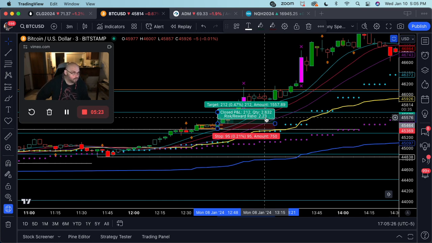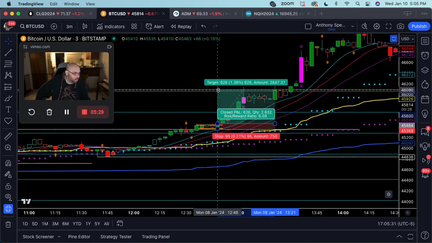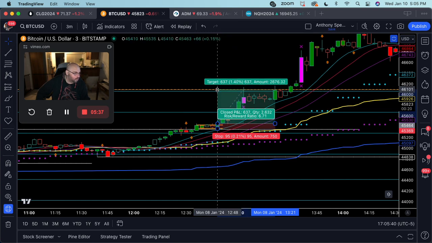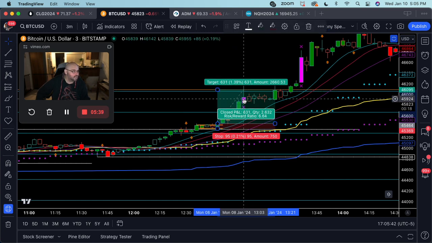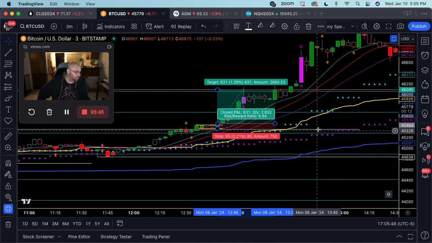I'm trying to help you understand price action. Take profit. Move your stop to break even. You approach now the next daily pivot at 602 ticks, a 6.34 to 1 risk reward. Take more profit. You approach the weekly pivot slightly above, 631 ticks, 6.64 to 1 risk reward.